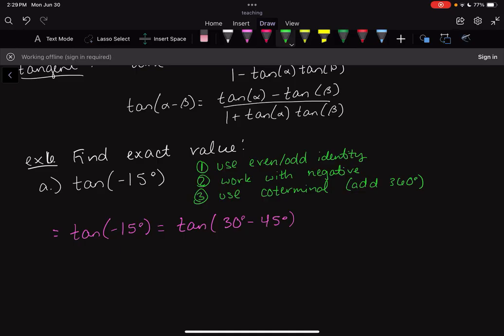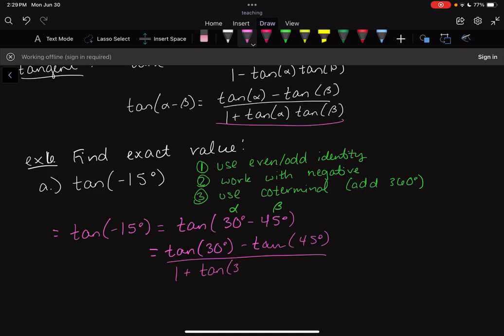So it's looking like this is my alpha, this is my beta. So I'm going to plug it into the other side of the identity. So I get tangent 30 minus tangent 45 divided by 1 plus tangent 30 times tangent 45.